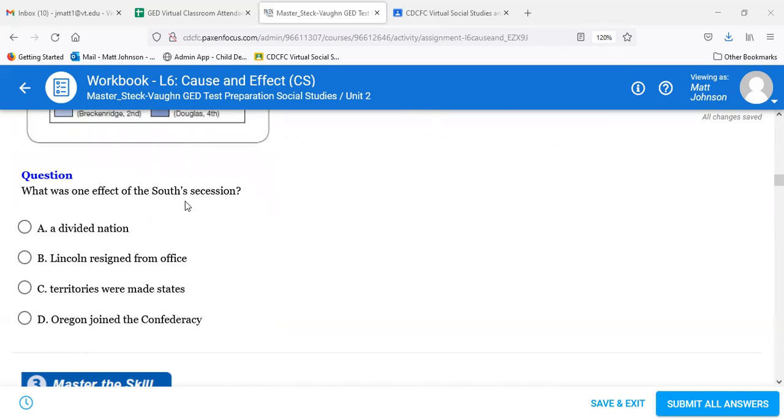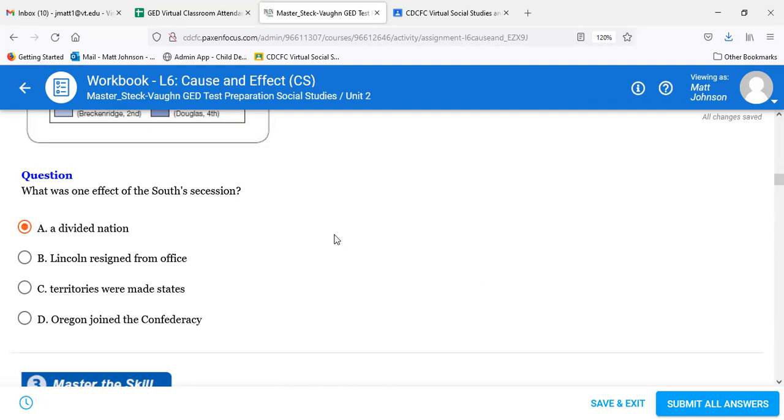A, a divided nation. B, Lincoln resigned from office. C, territories were made, and D, Oregon joined the Confederacy. I think the answer is A. Yeah, it's a divided nation at that point, right? It's no longer one nation at all.